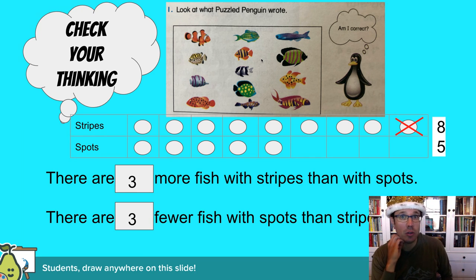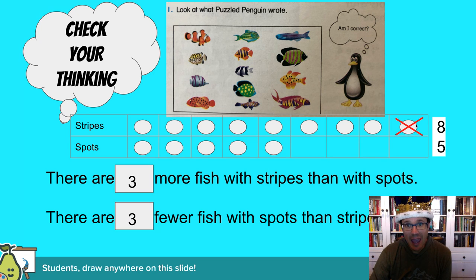Pause me if you need to and double check my thinking. But I'm pretty sure there's only 8. So I went ahead and I had his thinking of 9 different striped fish, but I crossed one out to show 8. Now this makes a lot more sense, okay?